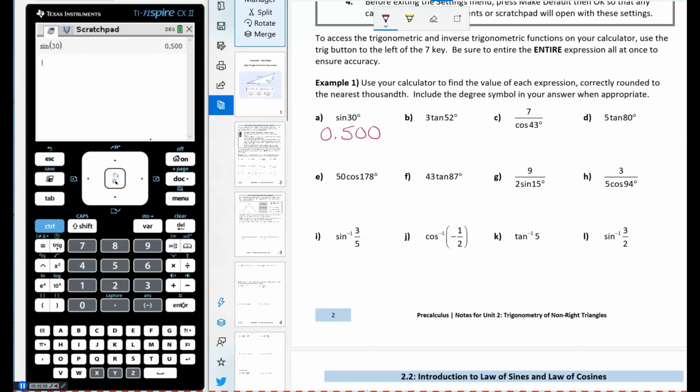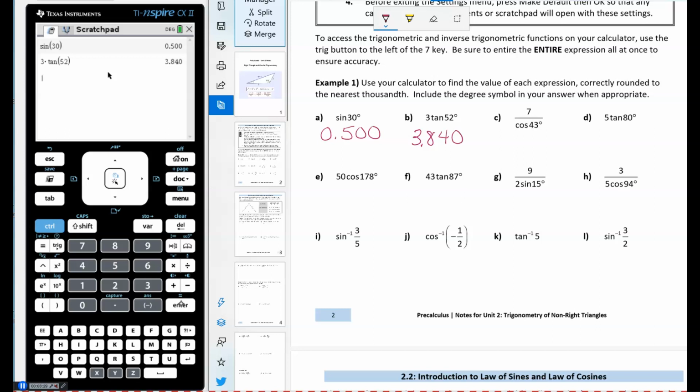All right, next let's try 3 times tangent of 52. There is a times in between those, but you don't have to type it because the calculator understands implied multiplication. So just press 3 and then use the trig button to find tan, and then inside the parentheses press 52 and press enter. The value of 3 times the tangent of 52 degrees is 3.840.